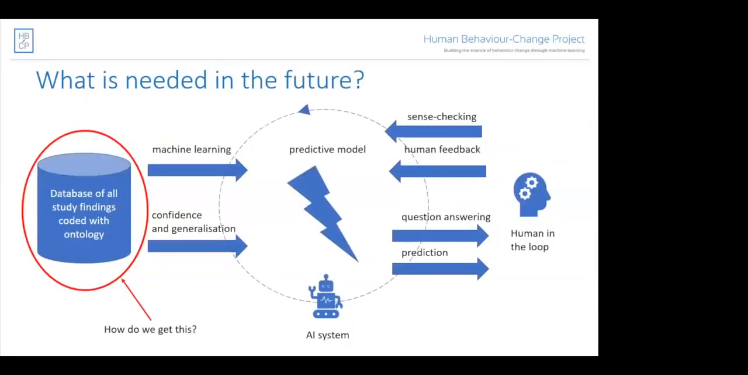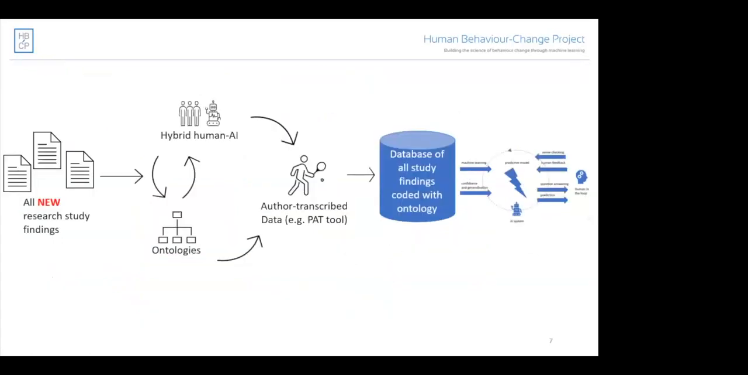So coming back to this database, how do we create it, bearing in mind where we are at the moment and where we'd like to get to? What I've done is zoom out a little bit from Jenna's slide. We've still got part of the slide on the right-hand side here, but I'm thinking about this database. How do we actually populate this database of study findings coded with the ontology?